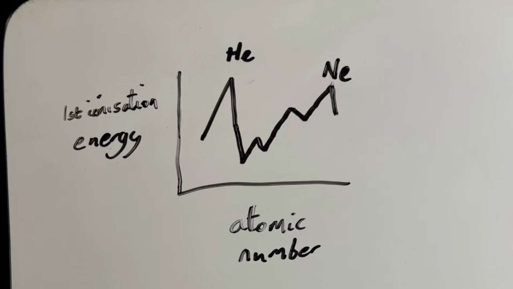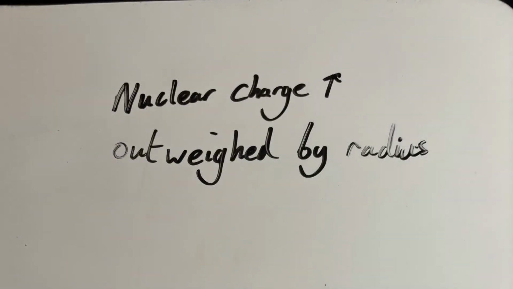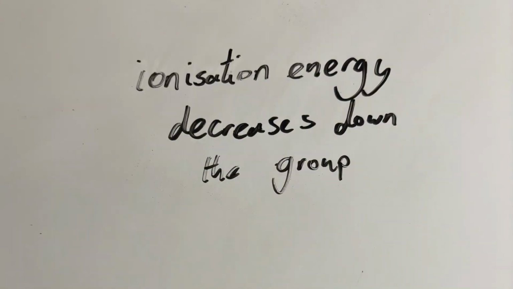Neon has a higher nuclear charge, so why is its ionization energy lower than that of helium? Well, that's because it's outweighed by its increase in atomic radius and by the amount of shielding. So even though nuclear charge increases down the group, so does atomic radius and so does shielding, and this means that in general, ionization energy decreases down a group.